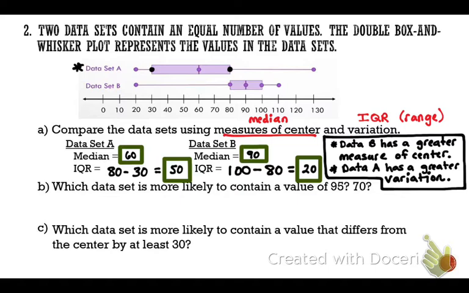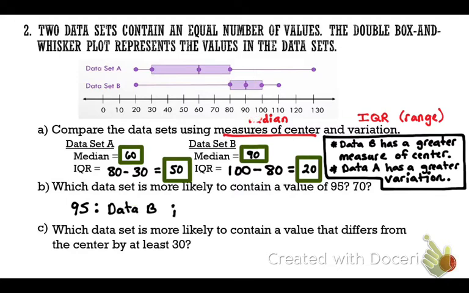Let's look at question B. It says, which data set is more likely to contain a value of 95? So basically what that means is, if I look at my number scale up here, which box would 95 fall in? Okay, so we're going to put a 95 here, and if I compare it up here on the number line, do you see that this is where the 95 would fall? If I were to take my arrow and go up, would that 95 land in the box on data set A or data set B? Data set B. Data set B is correct.